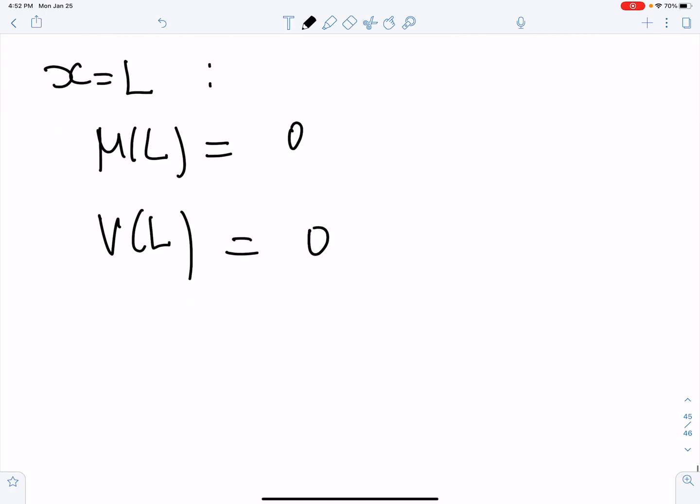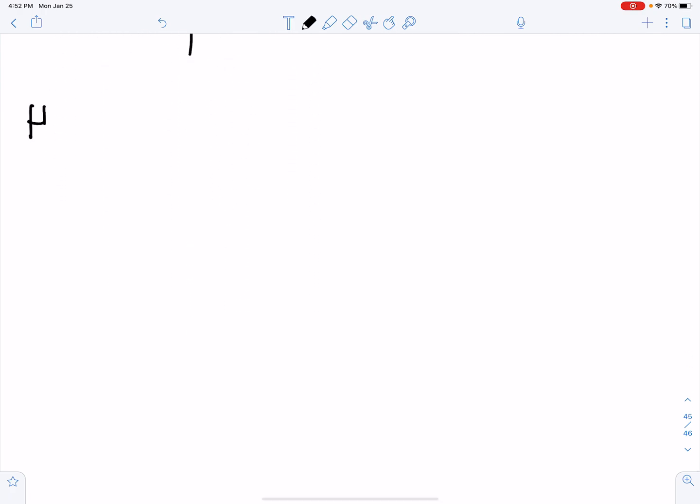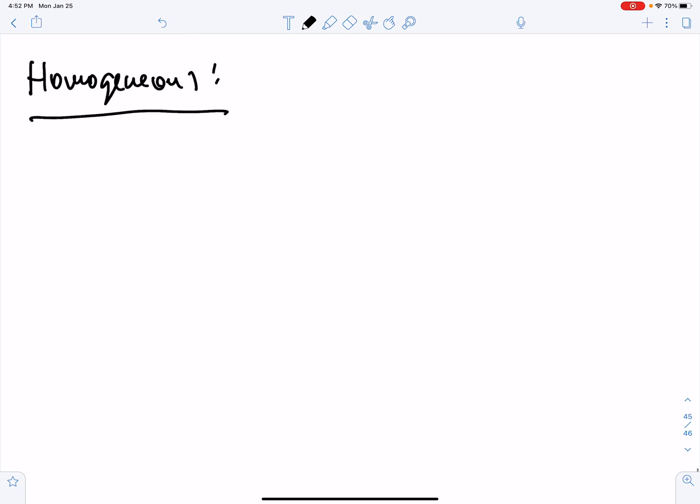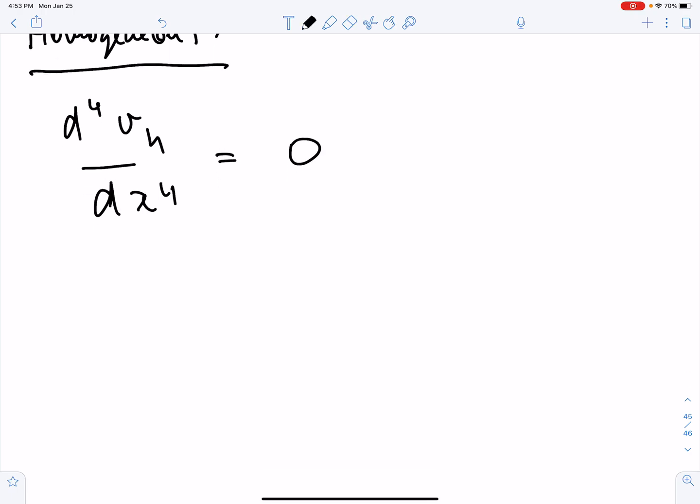Okay, so let's generate the solution now. Let's start with the homogeneous solution, which gives us the following: d to the 4th V_H/dx to the 4th equals 0. So we need to come up with a function, possibly with some unknown coefficients, that satisfies that equation precisely. Now, we can come up with a characteristic polynomial, which is not going to be so interesting. Another way to reason is as follows.